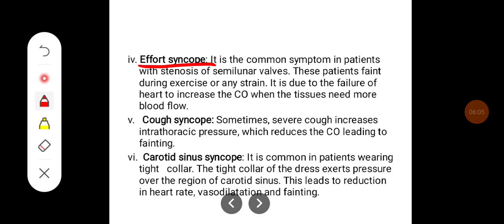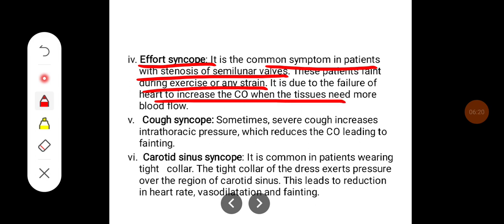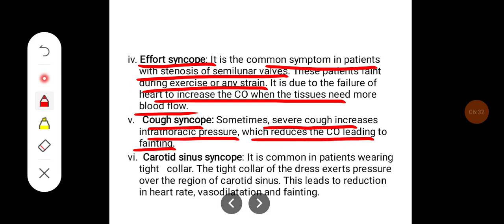There can be effort syncope, which is a common symptom in patients with stenosis of semilunar valves. These patients faint during exercise or any strain. It is due to the failure of the heart to increase cardiac output when the tissues need more blood flow. Cough syncope: sometimes severe cough increases the intrathoracic pressure, which reduces cardiac output, leading to fainting.